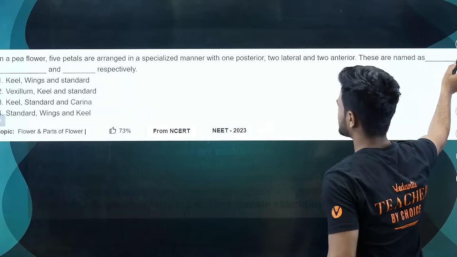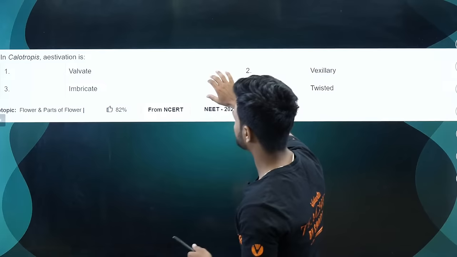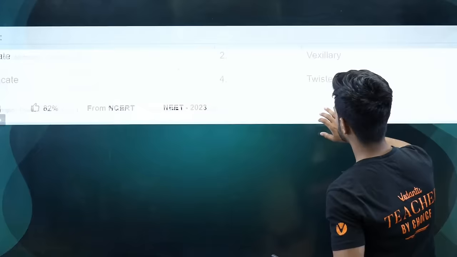Friends, next question. Simple question. This is not visible. Okay, wait. Let me zoom it for you if it's not visible. Next time we'll make it more visible. Okay. Now, question is here.